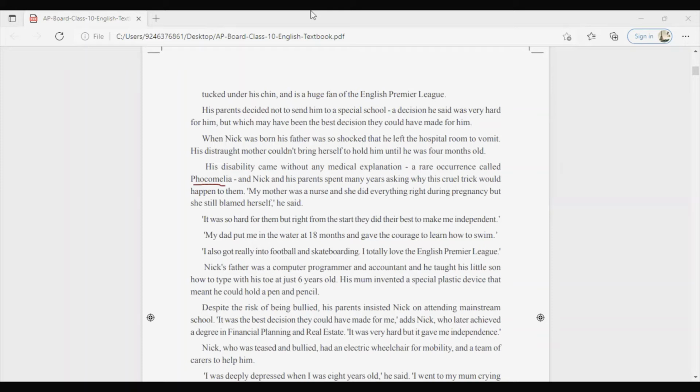Though he has no limbs, he can do many things in his life. He can swim. What are the things he can do, children? Yes, he can swim. He can surf. Yes, he can skate. And he can play golf also. Then you can also say he can play football. He's a very good fan of football too. And he can also type on the computer. See how many things he can do. He can type and he can write also.